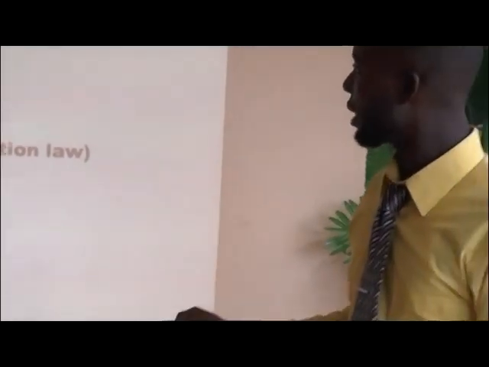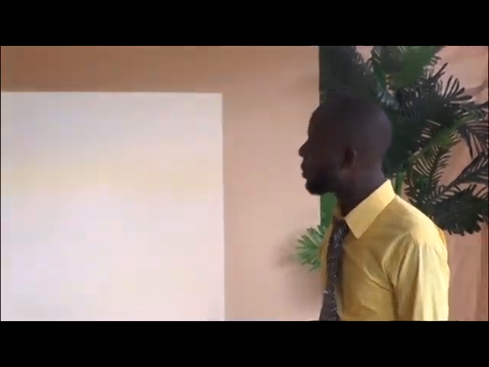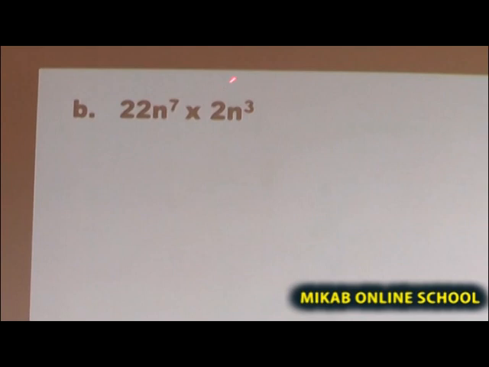So we shall look at the next solution, the second question, where we have 2n raised to the power of 7 times 2n raised to the power of 3.